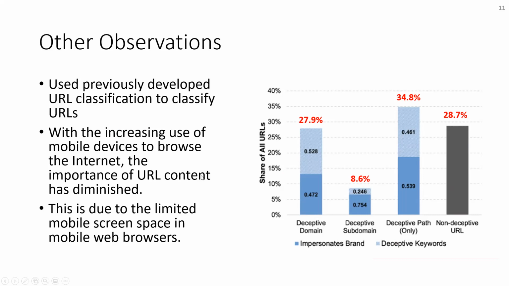No, think from a user point of view, because of this graph, it would seem that the majority of the suspicious URLs utilize a deceptive path. So from the user point of view, one may think they want to check the content of the URL for a deceptive path in order to determine whether or not a website is a phishing website. But because of the increasing use of mobile devices to browse the internet, the importance of checking the URL content has diminished because of the limited screen space in mobile web browsers. So users might still be tricked into clicking the phishing web pages. Okay.